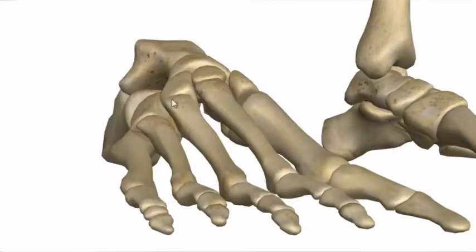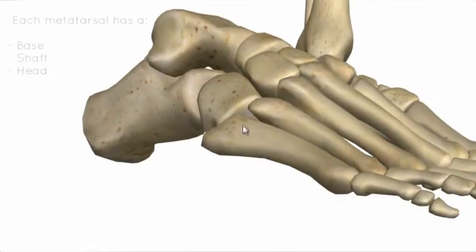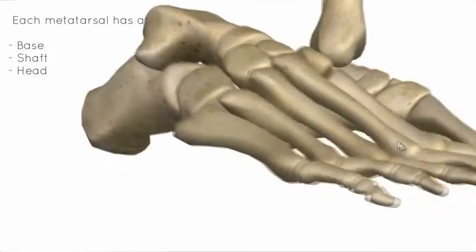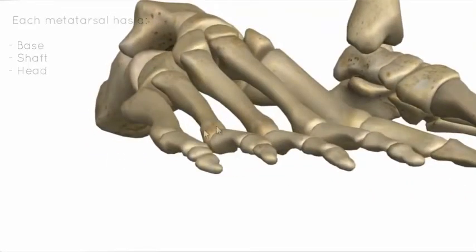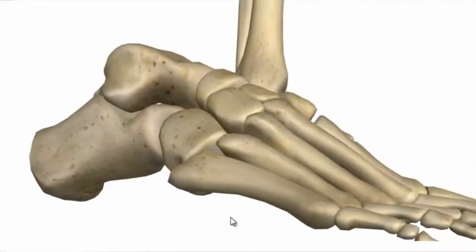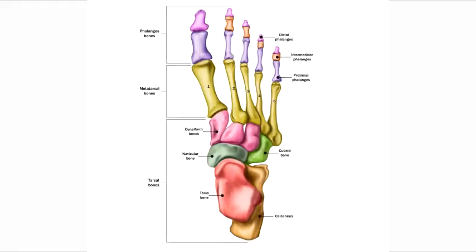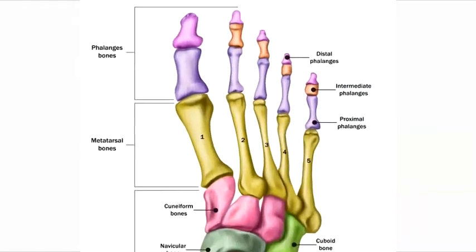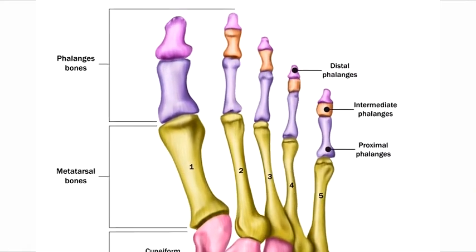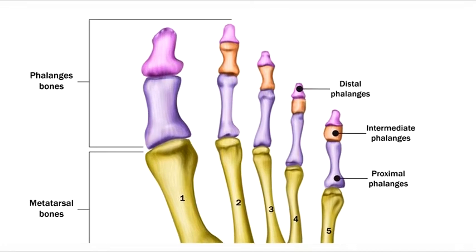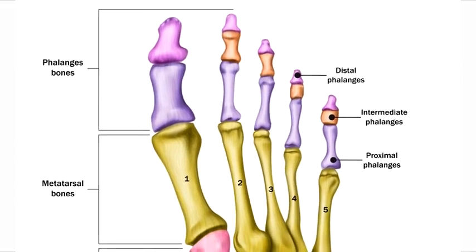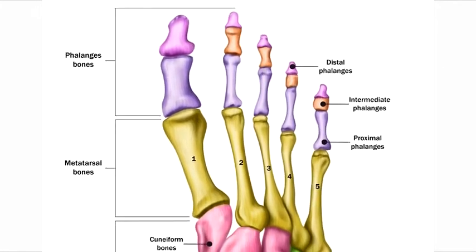Distal to the 7 tarsals, you have the 5 metatarsals. And there is a base, a shaft, and a head to each metatarsal. And more distally, you have the 14 phalanges. And just like we saw with the fingers of the hands, we have distal, intermediate, and proximal phalanges in the foot as well, except for the big toe, which just has the proximal and the distal phalanx.